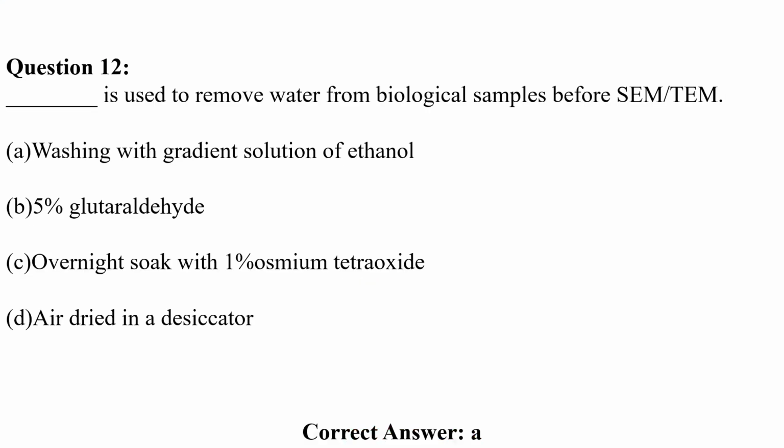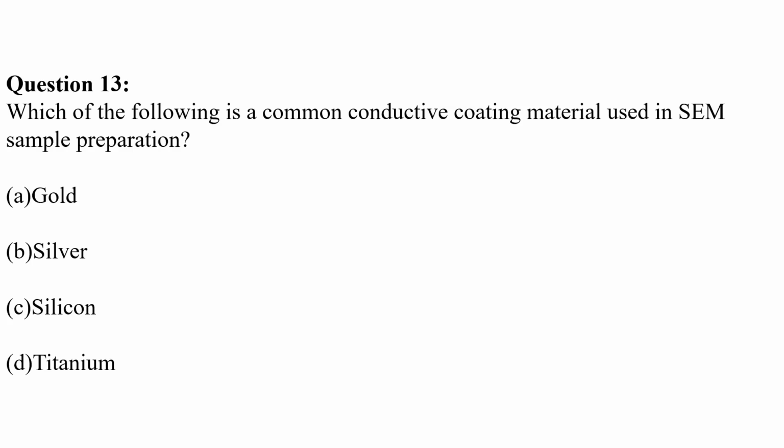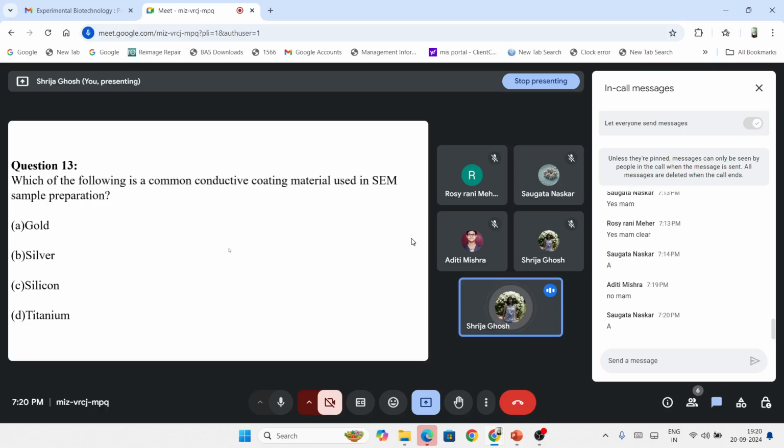Great, then moving on to the next question, question number 13. Which of the following is a common conductive coating material used in SEM sample preparation? So scanning electron microscopy, as I've mentioned. Which of the following is a common conductive coating material used in the SEM sample preparation? Option A gold, option B silver, option C silicon, and option D titanium.